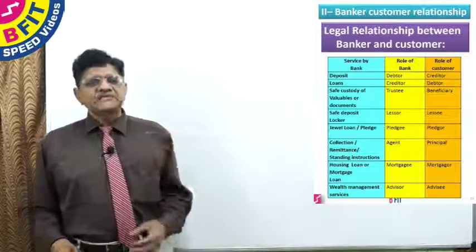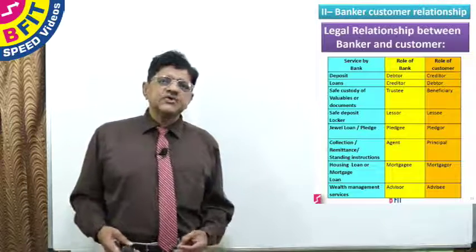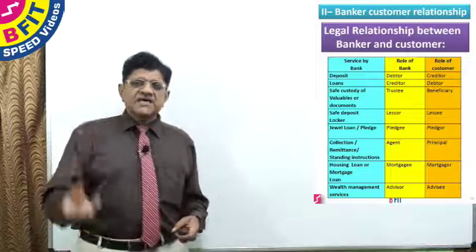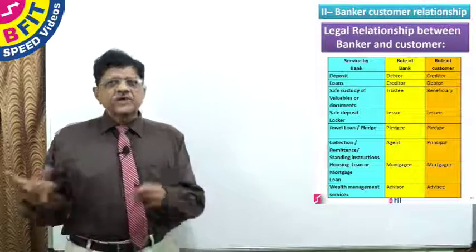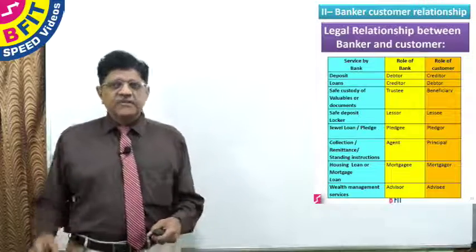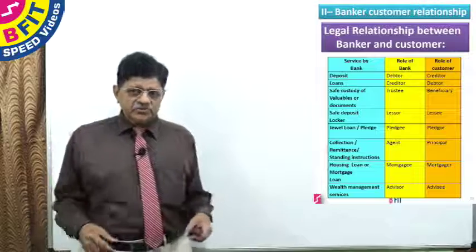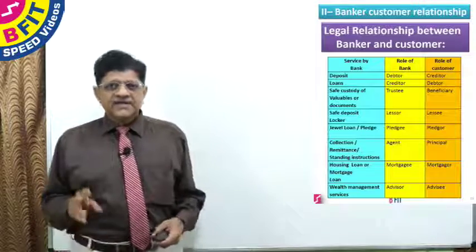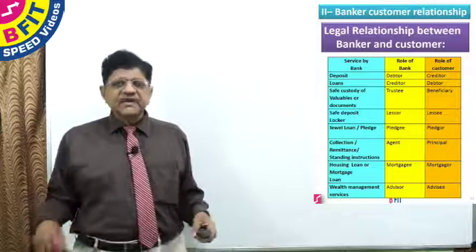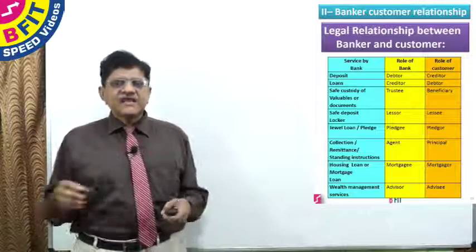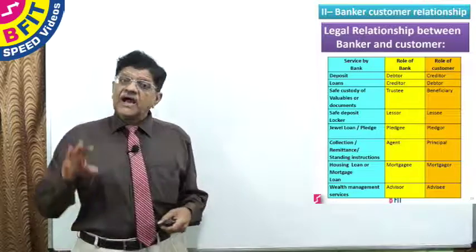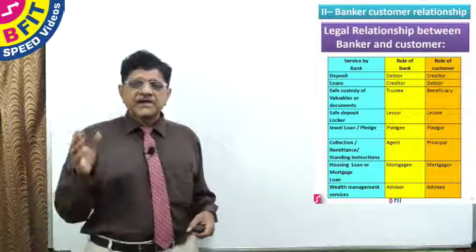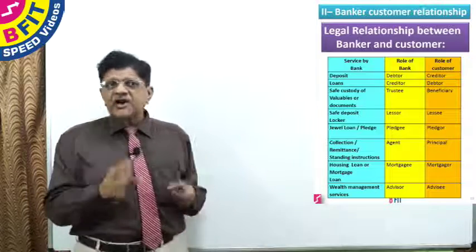Then wealth management services. Sometimes the bank is doing so many agency services. It advises the clients how to invest their money in profitable portfolios. In such cases, the bank is the advisor and the customer is the advisee. These are the various legal relationships that are possible other than the primary relationship, which is that of debtor and creditor. Questions can be asked from this.